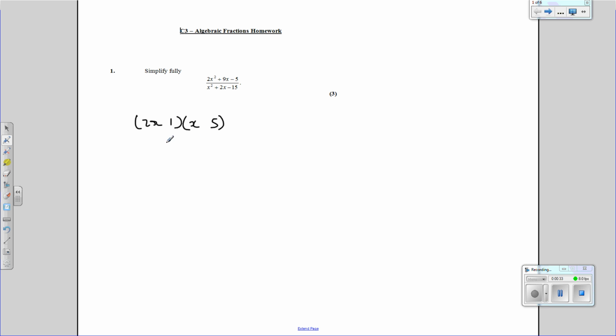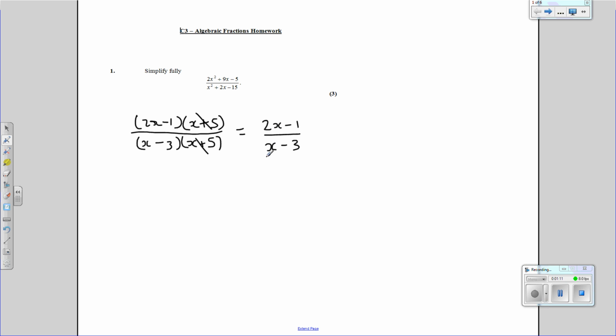And then we'll get 10x positive, but we need to take away 1x, all over, and then factorize the bottom here. This one's easier to factorize. x squared, we need 15, but with a difference of 2, so that's going to be 5 and 3. Positive 2, so we need a positive 5, take away 3. And then we cancel out any factors that we see. There we go. And it leaves us with the final answer of 2x minus 1 all over x minus 3.